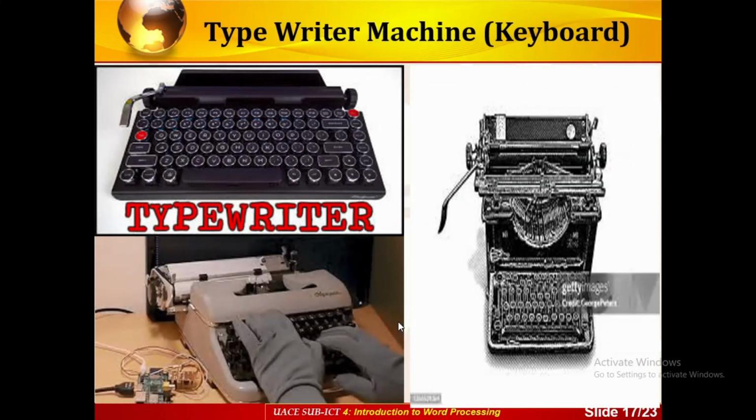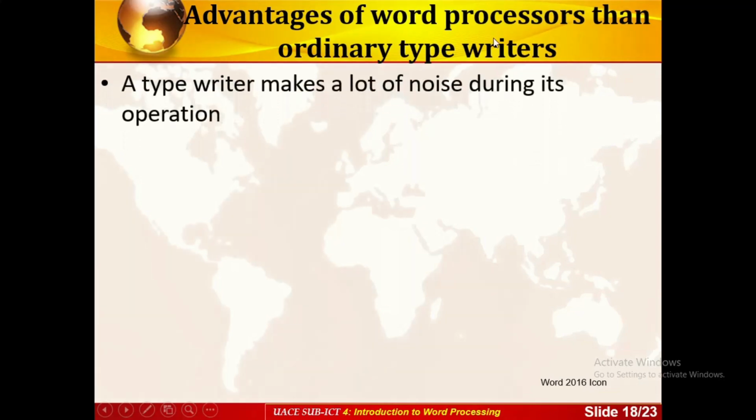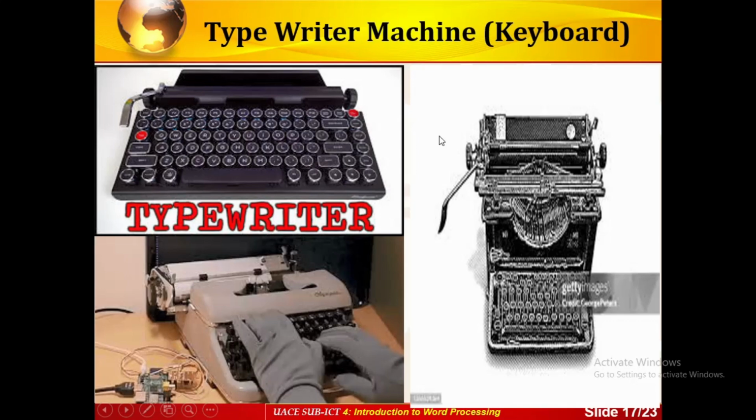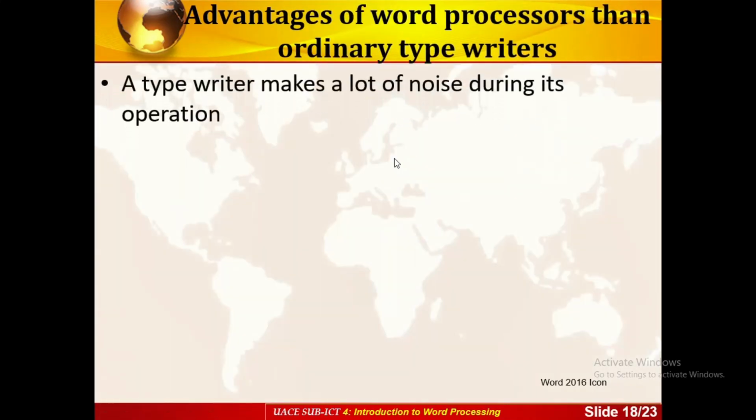Then that's the typewriter. Some of us don't know what a typewriter looks like. This is why I'm showing it to you, because what we are going to do is compare the typewriter and the electronic keyboard, which nowadays is the most used one. So a word processor is better than ordinary typewriters. So this is the typewriter I've just shown you. We are going to compare it with the word processor.